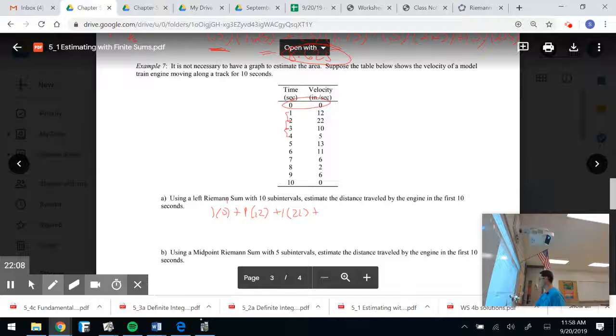Plus, let's go from 3 to 4, which is 1 times 10, right, class? Plus, and I know it's getting a little tedious now, 4 to 5 would be 1 times 5, okay? And then what do we go? Plus 5 to 6, a width of 1, a height of 13, 6 to 11, a height of 1, times 11. I think you guys kind of get it, but I'll keep on going because you want complete notes. 7 to 8 is a width of 1. Multiply by the 7, which is 6. And then plus 1, 8 to 9, times 2, plus 9 to 10, equals 6. So I have 1, 2, 3, 4, 5, 6, 7, 8, 9, 10. I got 10 rectangles. And if I add up all those areas, I get an answer of 87.